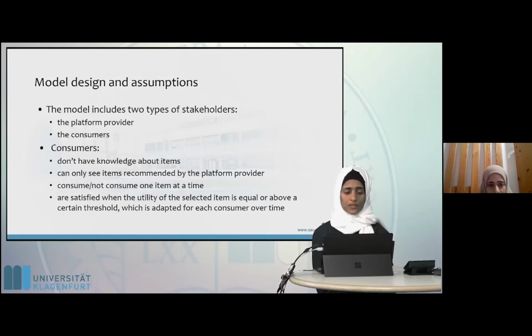We have several assumptions in this model. The first is that we have two types of stakeholders: one platform provider and many consumers. Consumers can only see items through the platform provider, items that are recommended by the platform provider, and can only consume one item at a time. And consumers are satisfied if the utility of the selected item is equal to or above a certain threshold, which is adapted over time for each consumer.